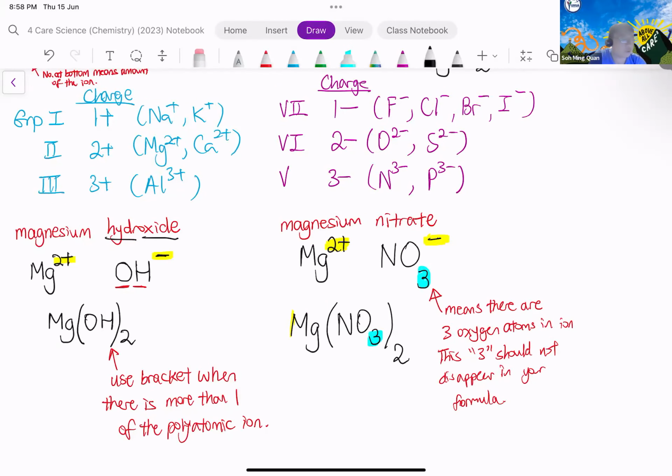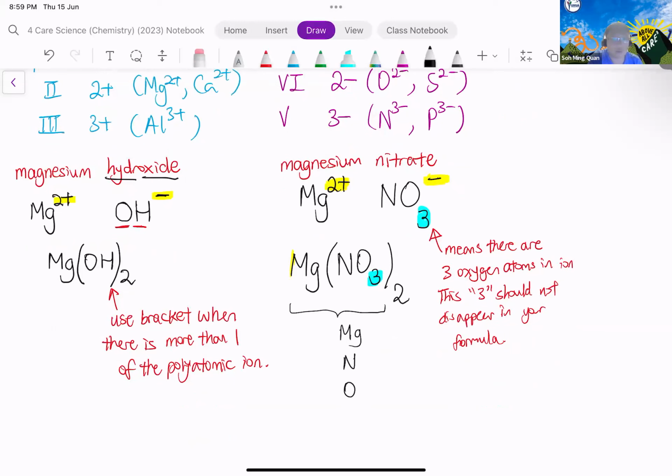All right. Now, at this juncture, it is important for us to recognize. So if I were to count how many magnesium, how many nitrogen, how many oxygen, how do I count? So magnesium, only 1. The 2 only applies to everything in the brackets. Magnesium is not in the bracket. So magnesium, only 1.